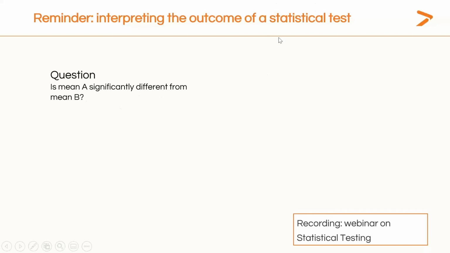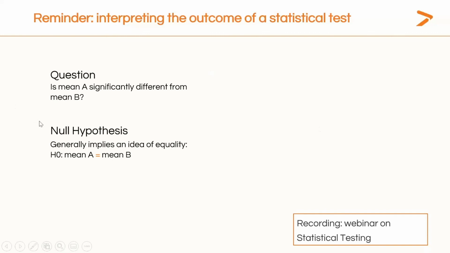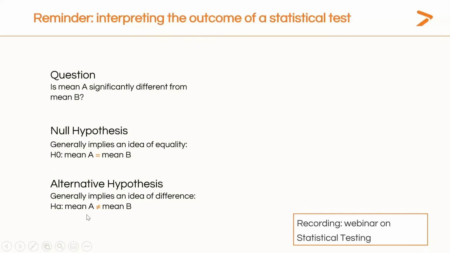So what is a statistical test? First, a statistical test is a statistical method which allows answering a question whose answer is yes or no. For instance, is the average of A significantly different from the average of B? Statistical tests involve two hypotheses, the null hypothesis as well as the alternative hypothesis. The null hypothesis generally implies an idea of equality, so mean A equals mean B. The alternative hypothesis, an idea of a difference: mean A is different from mean B.